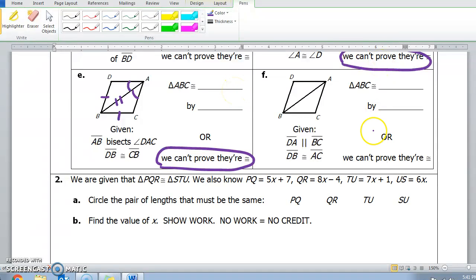Next, we have triangle ABC we're looking at, and we're given that DA is parallel to BC. We can make this Z shape, and then we know that the angles inside the Z are congruent to each other due to the alternate interior angles theorem. Next, we're given that DB is congruent to AC.